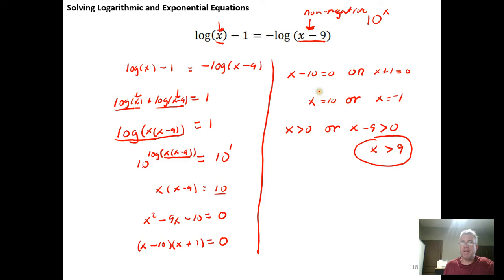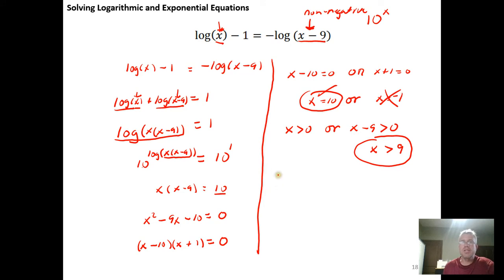10 is bigger than 9. That works. x equal to negative 1, that's a number that is not bigger than 9. That is going to be an extraneous solution. It came out of the solution process because we generated a quadratic, but it turns out it's not actually a solution. x equal to 10 is our only solution. We could also get at this if we were uncomfortable with trying to identify domain.